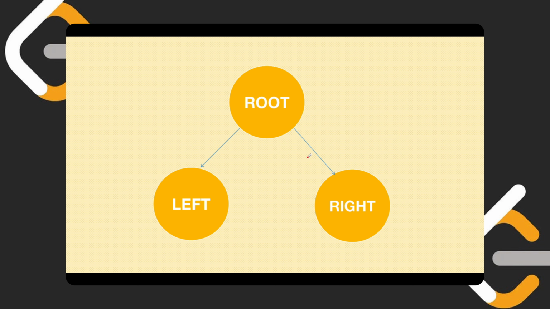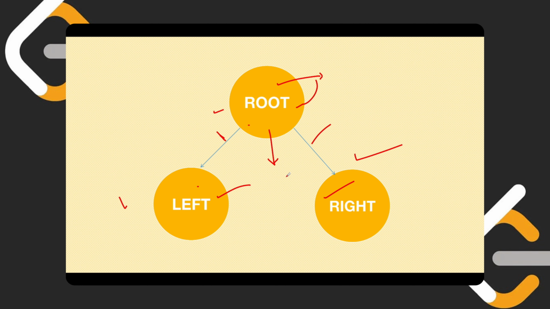A tree is a hierarchical data structure made up of nodes. These are called nodes in the tree, and a special node is called the root, which is at the top of the tree. Each node has children. This is called the left child and the right child of this root node, and this root node is also called the parent node. And these arrows are called edges, which connect a parent node to a child node.